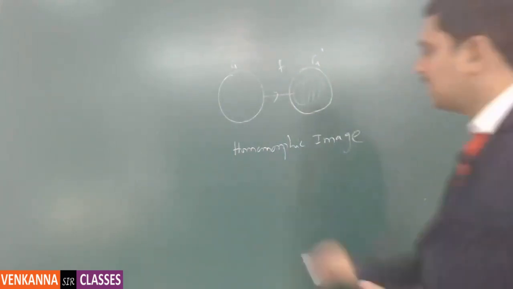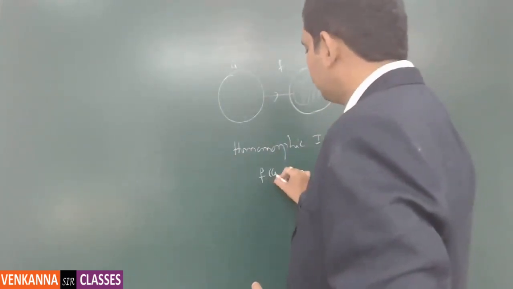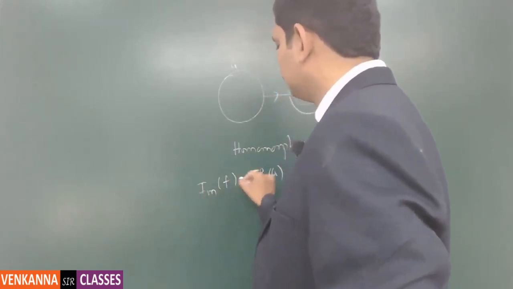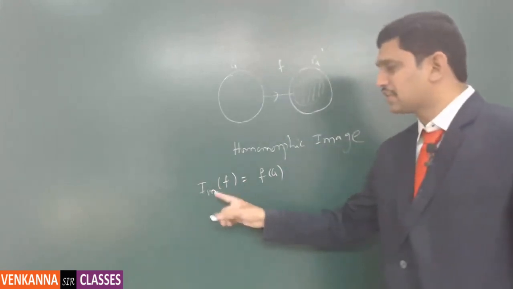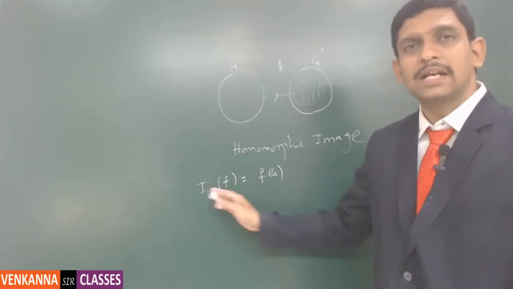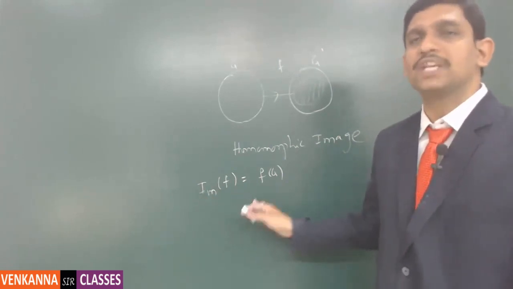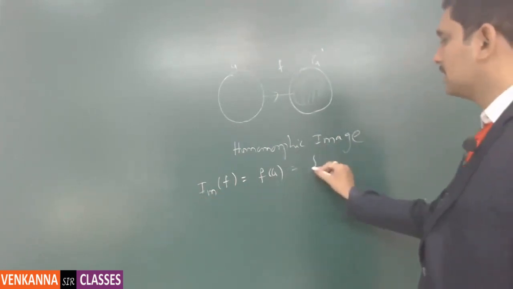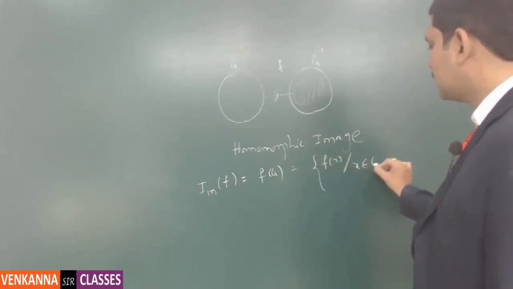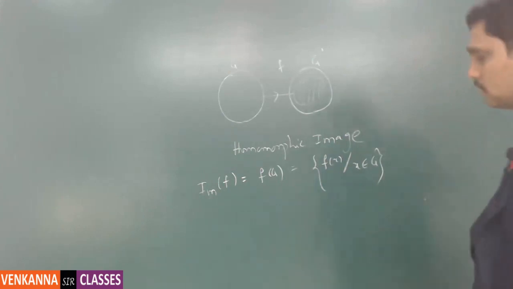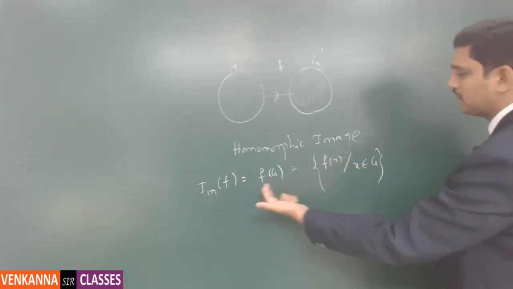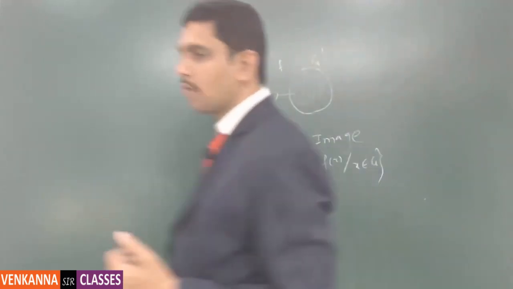So how is it defined? f of G. You can also call it the image of f. Here f is a function. Im stands for image of the function. You can write it as either image of f or f of G equals the set of all images such that elements are taken in the group G. So for every element in G, the corresponding image will be taken in the set f of G. So we call it the homomorphic image.